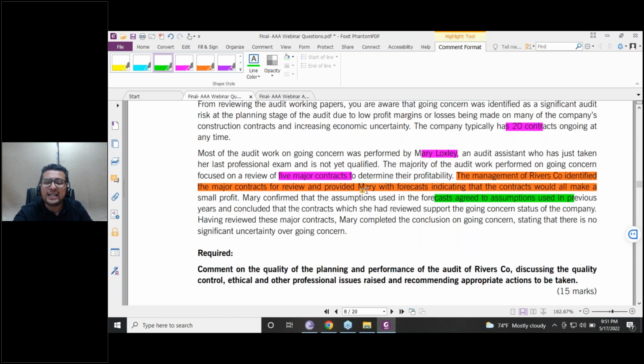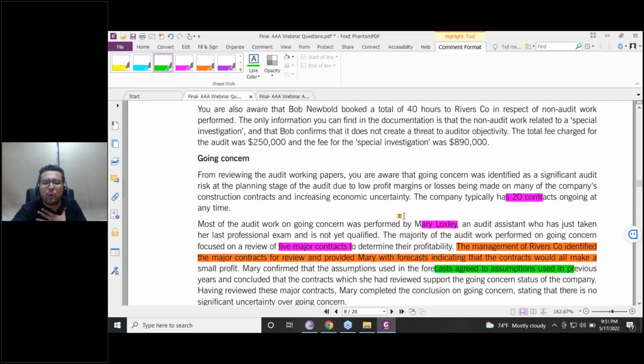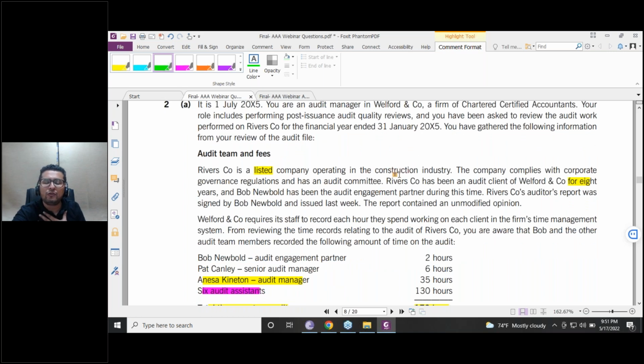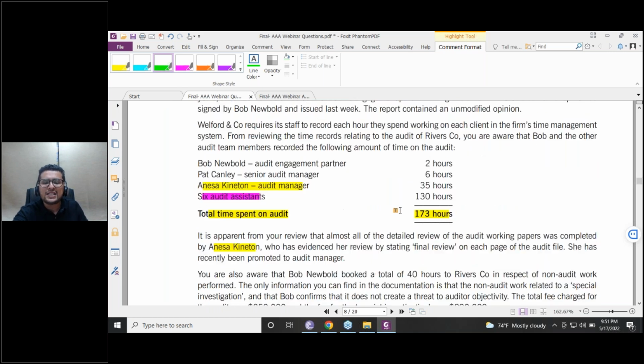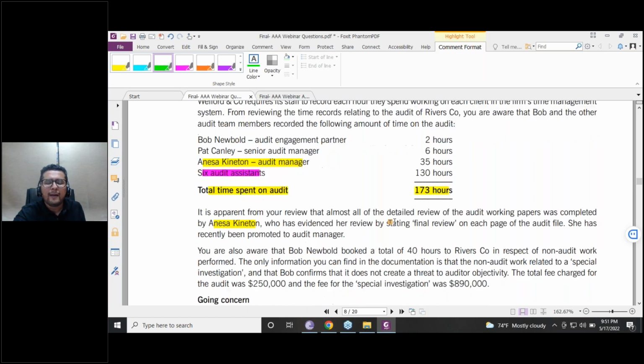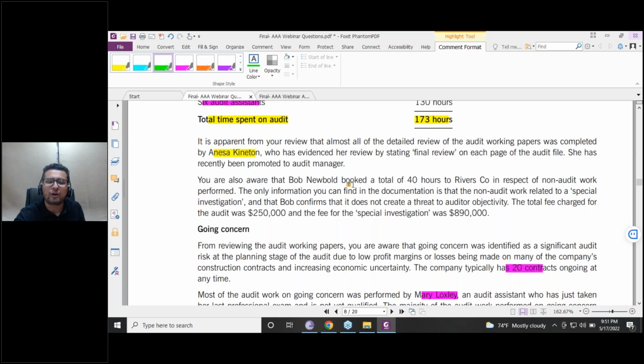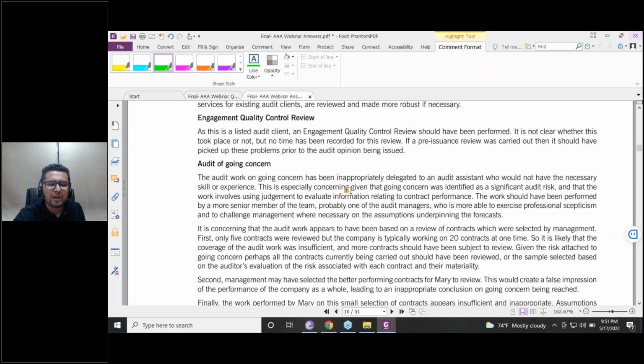So one can easily score 5 marks, I believe, from this going concern paragraph. One can easily obtain 5 marks from that. Mr. Bob involved for the last 8 years, 10 marks. And one can easily score 2 marks, Bob only allocating 2 hours. One can easily score another 1 mark by criticizing that only 173 hours are available, 12 marks. One can easily criticize that Miss Anissa is not the right individual and she's performing all the reviews. One can criticize on the self-interest threat because of the significant fee from the non-audit work. So this is a 15-mark question.